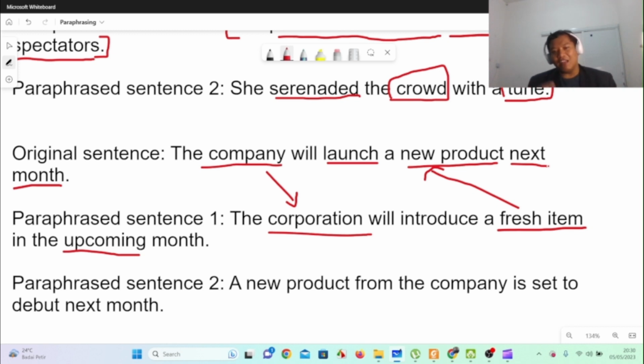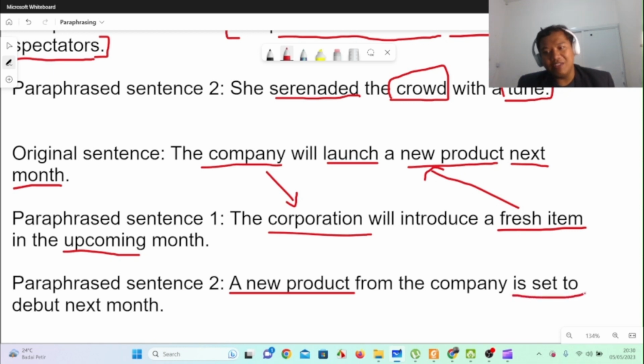But if we take a look at the different form, now we start to see a different kind of example, right, with a different structure. So here it says a new product. Now we start with the object, so this is passive, right? From the company is set to debut next month. This is also a very nice paraphrasing. A new product was not paraphrased there, right? So they kept it the same, which is okay.